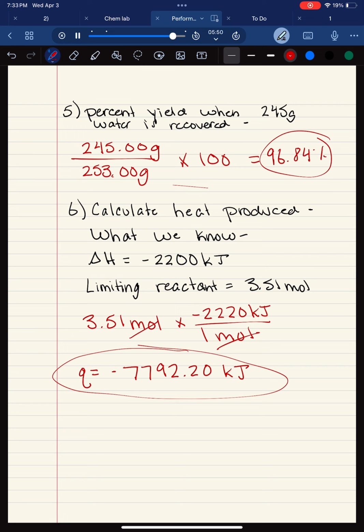And then lastly, based on our answer to number 3, we're going to calculate the amount of heat produced. So we know we had the negative 2,220 kilojoules. And then our limiting reactant was the 3.51 moles. So all we do here is cross multiply the 3.51 moles by our kilojoules, which brings us to the amount of heat produced was negative 7,792 kilojoules.